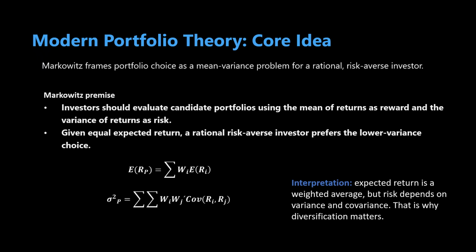Now, here is the critical insight that makes all this interesting. Expected return is a weighted average of individual asset returns. This is straightforward conceptually as well as computationally. But risk is not simply a weighted average of individual asset risks. In fact, risk depends on the variance and covariance between individual assets in the portfolio. The way assets co-move with each other fundamentally shapes the risk of the combined portfolio. This is why diversification works. And this is what we formalize on the next slide.